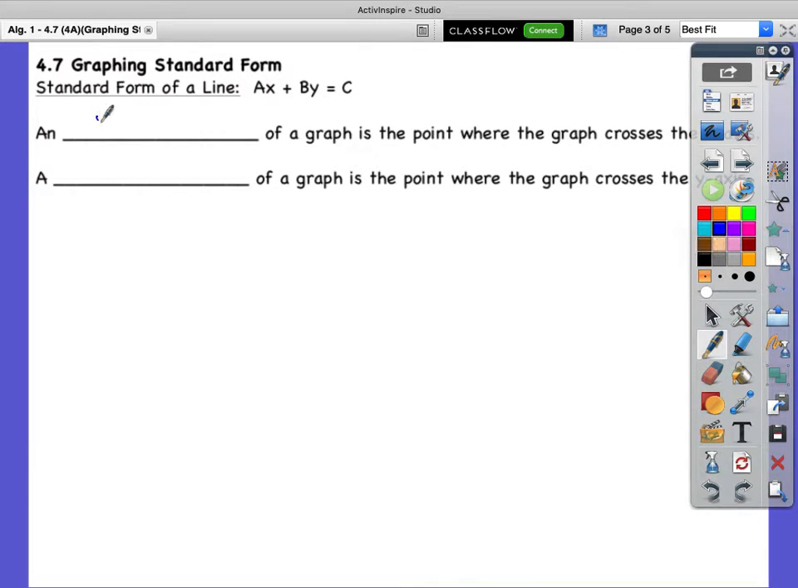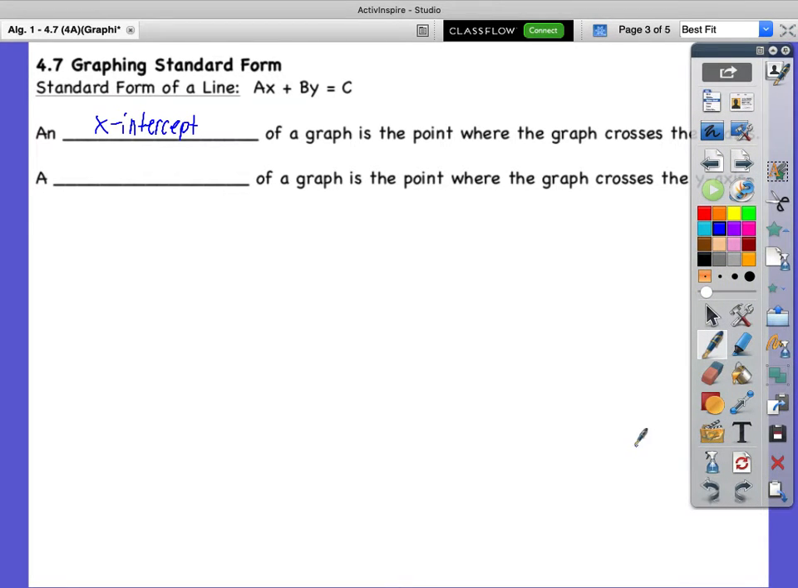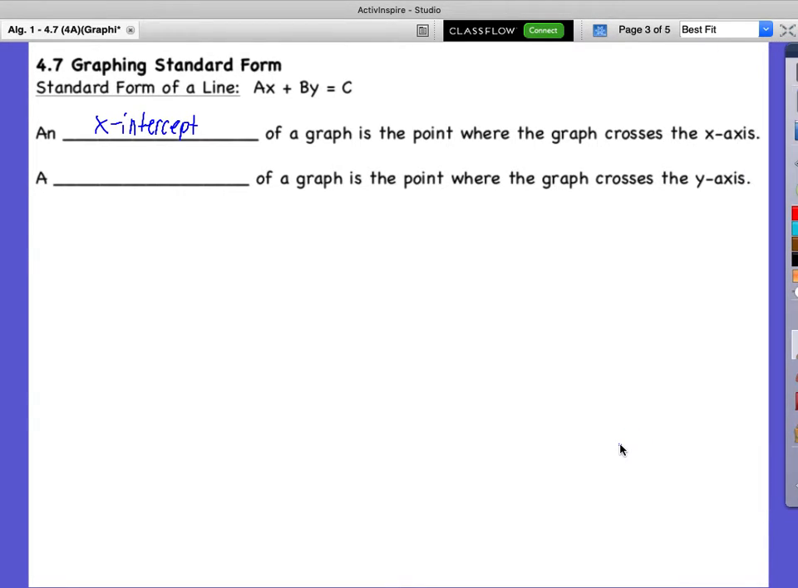Two things we need to know. We need to know an x-intercept. We learned about a y-intercept. An x-intercept of a graph is the point where the graph crosses the x-axis. The y-intercept is where it crosses the y-axis. So the second blank, a y-intercept of a graph, as we already know, is the point where the graph crosses the y-axis. We did that last class. That was our b we kept getting.